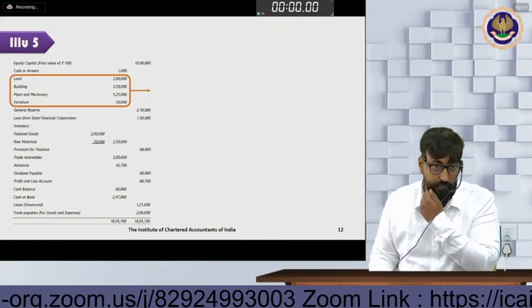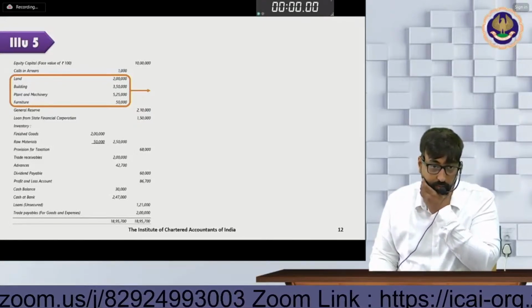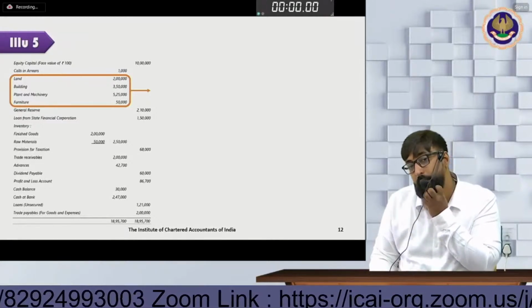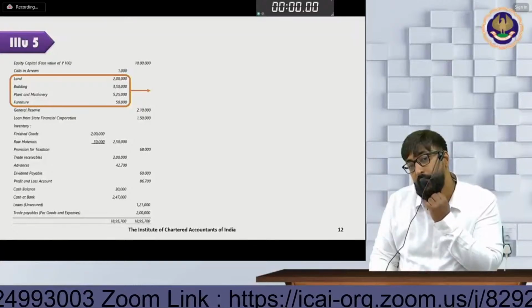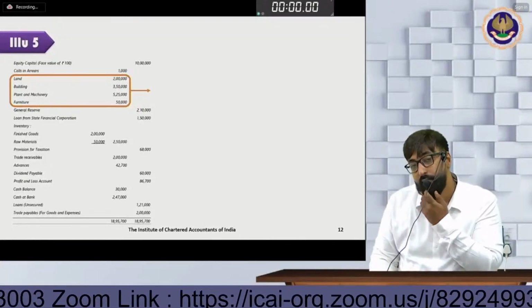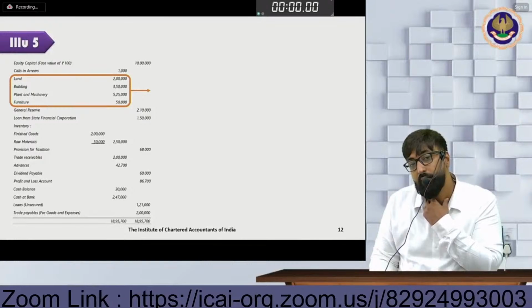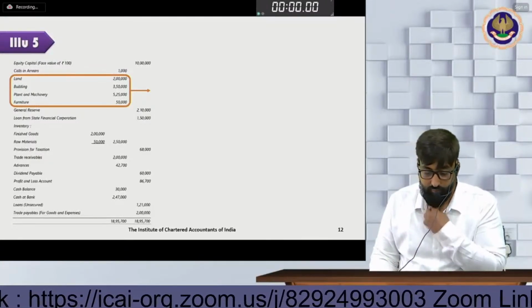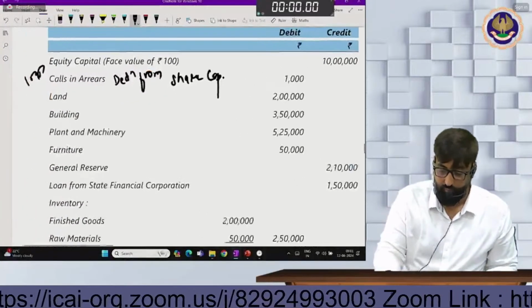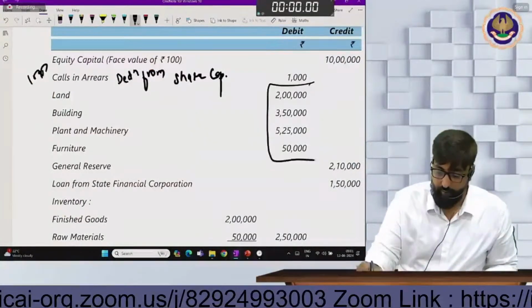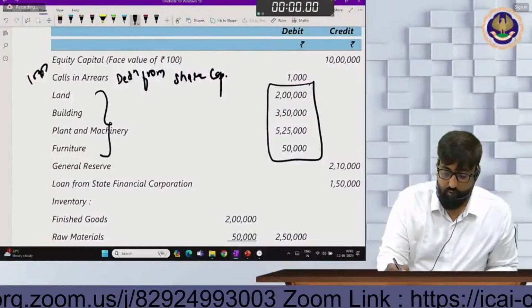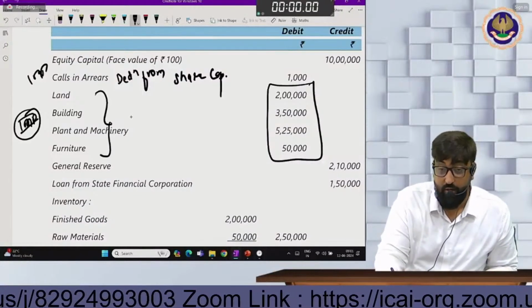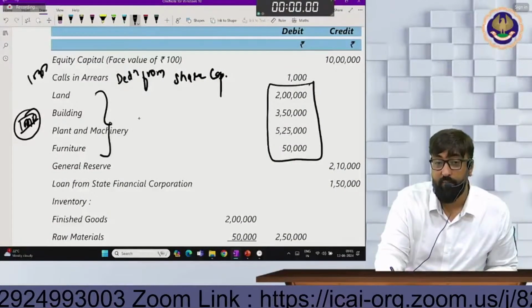Sir, this amount is before depreciation. The land is 2 lakh, we have 50. Yes, sir, it's before depreciation, because the depreciation provision is mentioned somewhere below, sir. Just 1 minute, please. So depreciation provision is mentioned below. It's before, sir. No, beta. So write down IMP: these assets values.